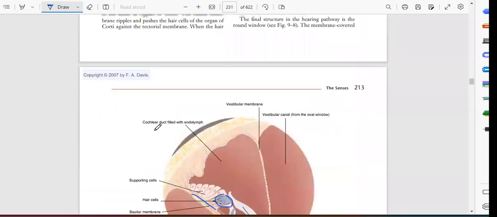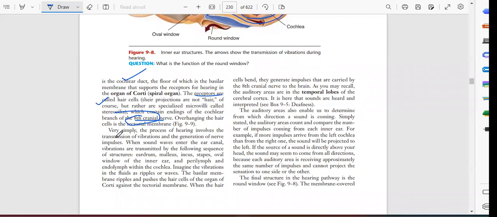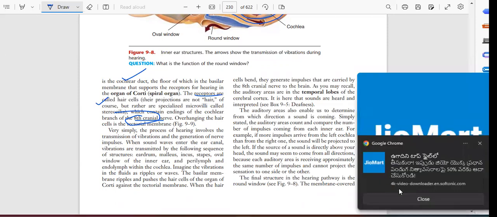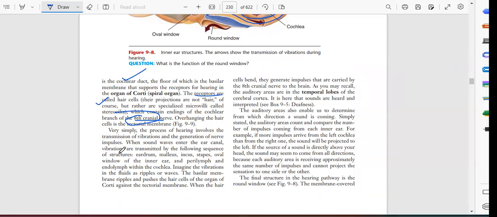So basically what will happen? The transmission of vibrations and the generation of nerve impulses: sound waves enter the ear canal. Vibrations are transmitted by the following sequence. Eardrum. So basically whenever the sound waves enter into our ear canal, yesterday also I explained. Okay, again here it is giving a sequence. So first it will enter into the eardrum. This is the eardrum. The sound waves are connected.